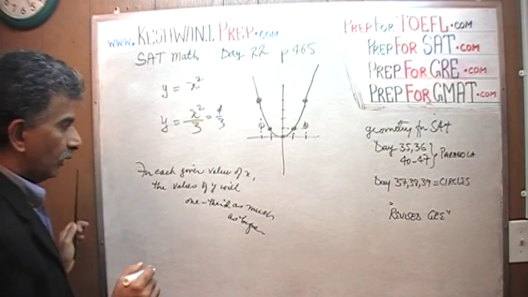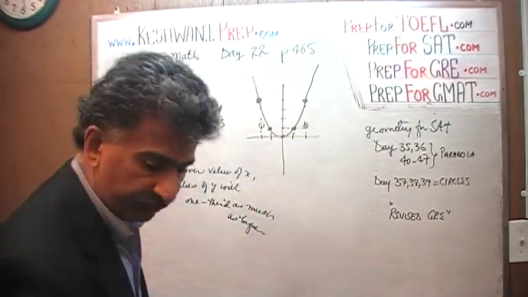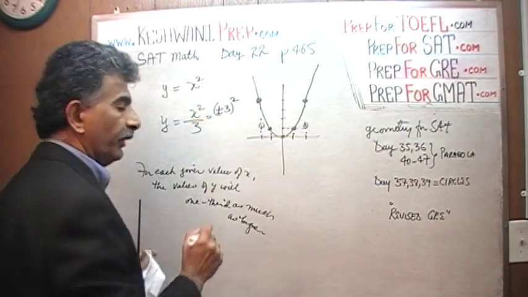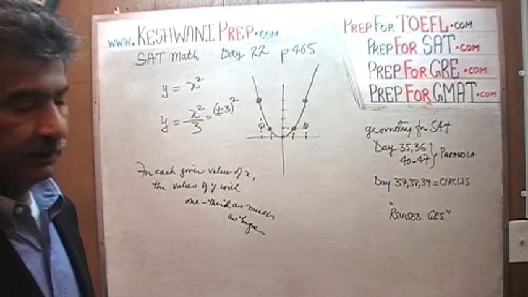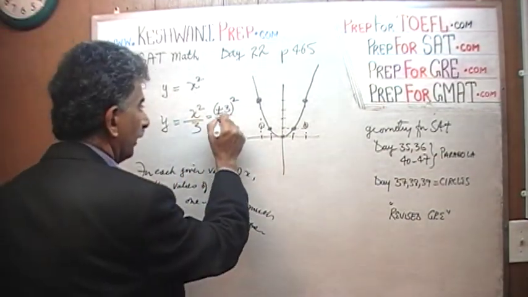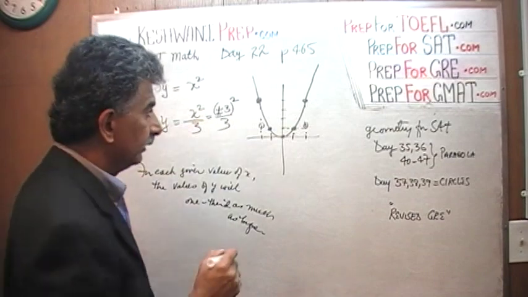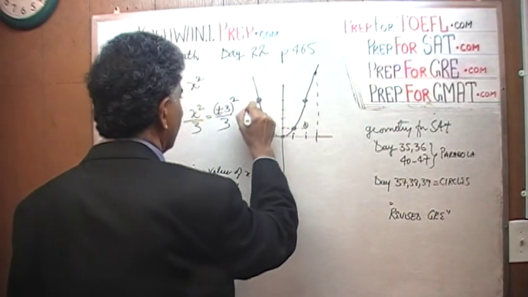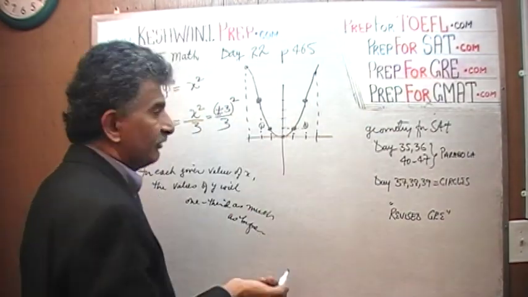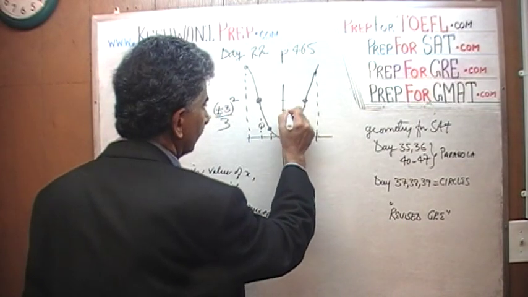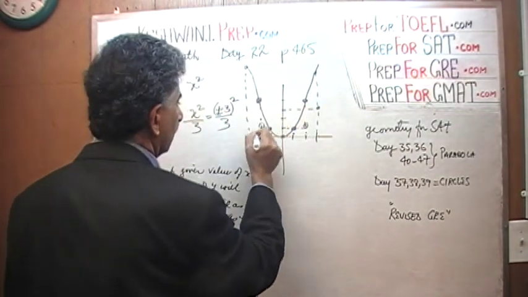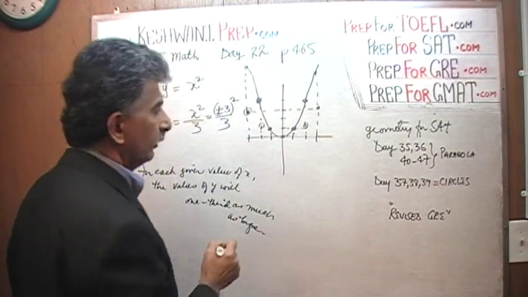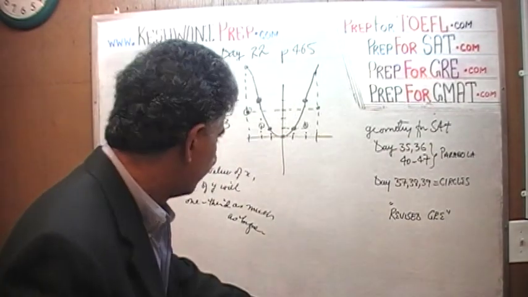Let's do one more. When x was equal to 3, y was 9. Now it's going to be 9 over 3, which is just 3. When x was minus 3, y was 9. Now it's just going to be 3. 3 is about here. 1, 2, 3. It's going to be right here. So here's your new parabola. I'm going to draw it in a different color so you can see it.